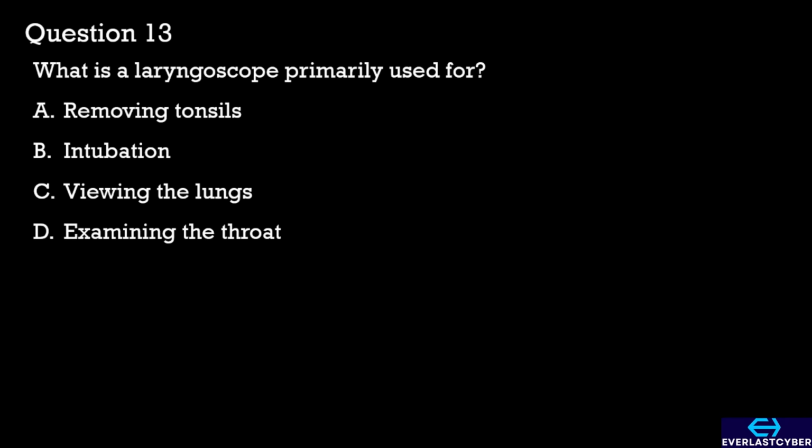Question 13. What is a laryngoscope primarily used for? A. Removing tonsils. B. Intubation. C. Viewing the lungs. D. Examining the throat.